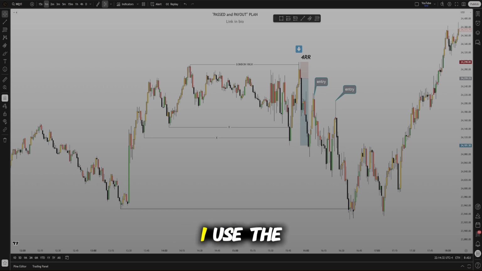For the stop loss, I use the swing high from the London high. For the take profit, I target the previous low. Personally, I exit with a trailing stop because I also look at volume, but you could easily use a fixed stop and a fixed target here. This trade offered a 4 risk to reward, which is fantastic. And you can see it right here.